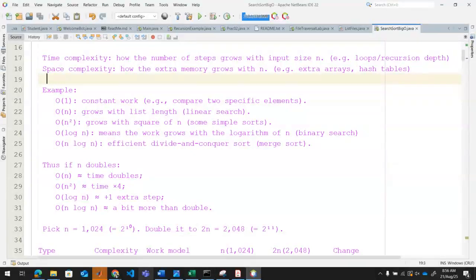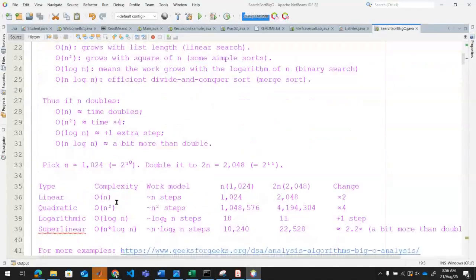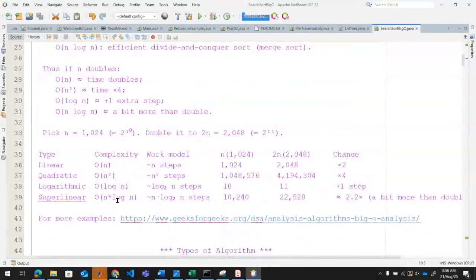Okay. Just to give you some examples, we have this. The first one, we say O of n, the time doubles. The next one, you say O of n squared, it means that it goes almost 4 times. Then log of n just means that it moves one extra step forward. And n log of n tells you that it's a bit more than just double. And we can see that from the small table I tried to create in this slide here.